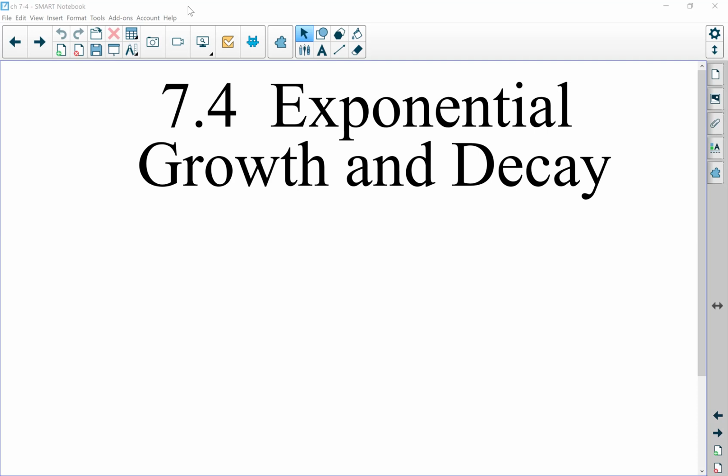So I'm thinking we've probably looked at exponential growth and decay in like chemistry classes and other places. So hopefully this will be pretty straightforward. Of course, we're going to look at it with a calculus twist, right?